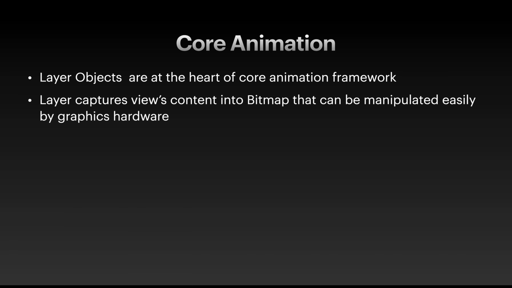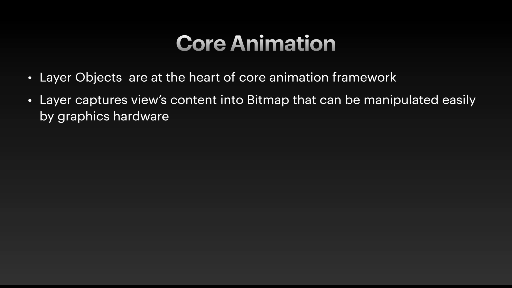So a layer captures view content into a bitmap that can be manipulated easily by graphics hardware. In the case of an image view, the view's content is converted into a bitmap and cached in memory. That is actually the state of the view. When there is a change in the view, it changes the layer model object. So the bitmap state and the layer model are communicated to the graphic hardware. The graphic hardware changes the bitmap state and communicates back to Core Animation.